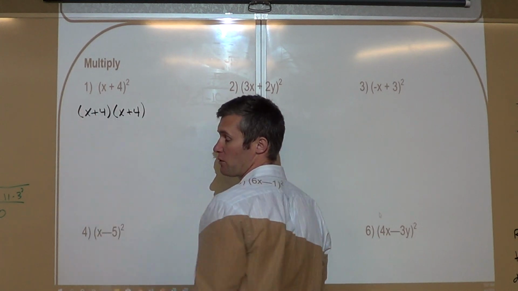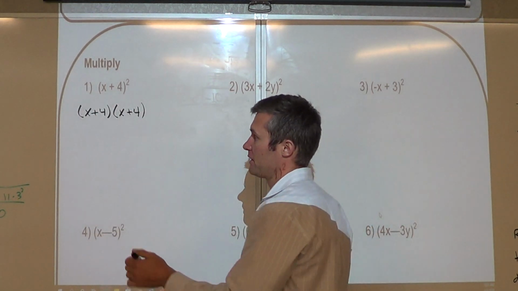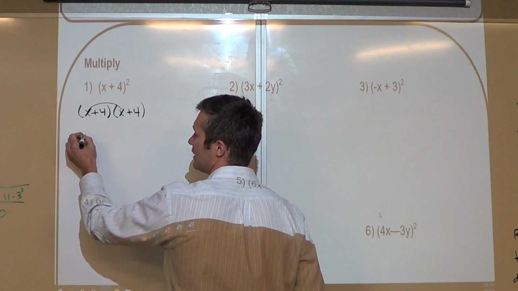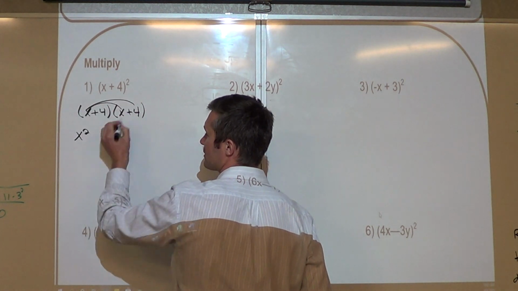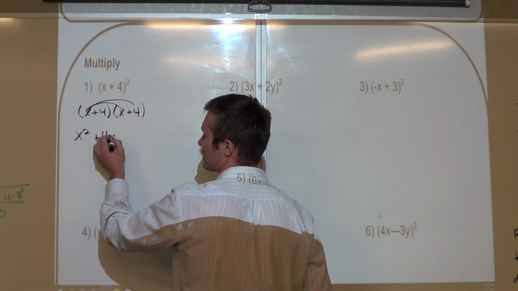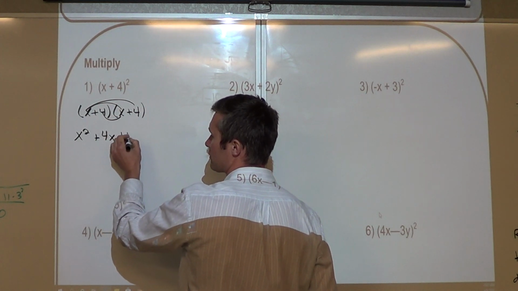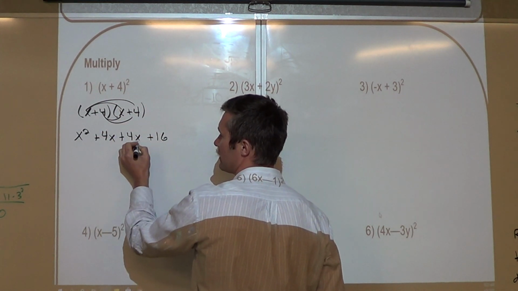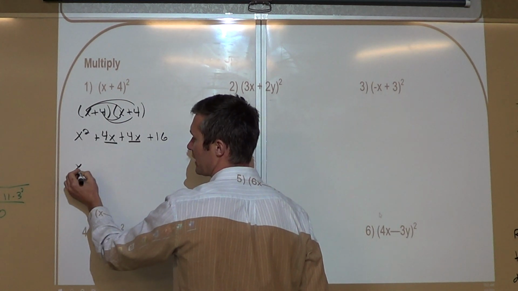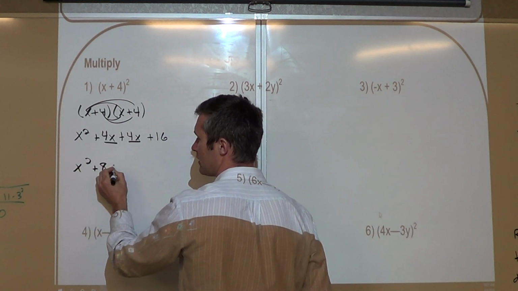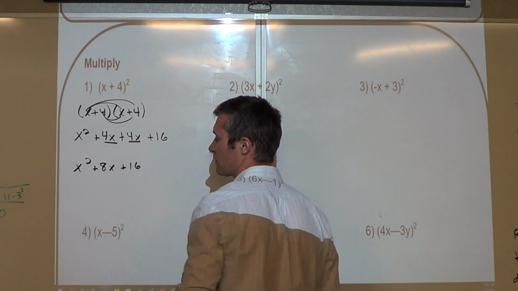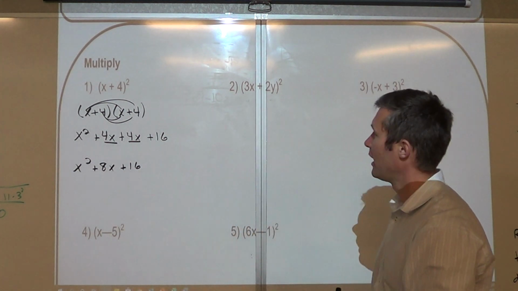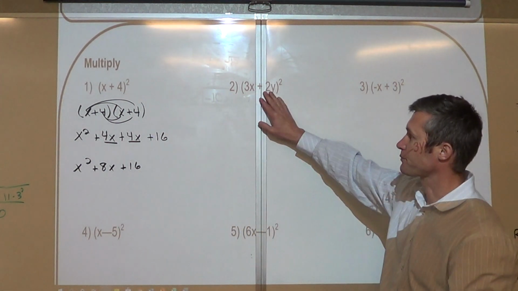So we then do what we just did on the previous lesson. So x times x is x squared. X times 4 is 4x. 4 times x is 4x. And then 4 times 4 is 16. Those are my like terms, so I add them together. And then write them like this.